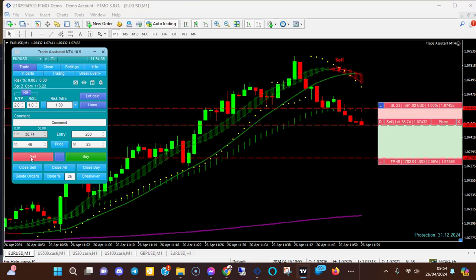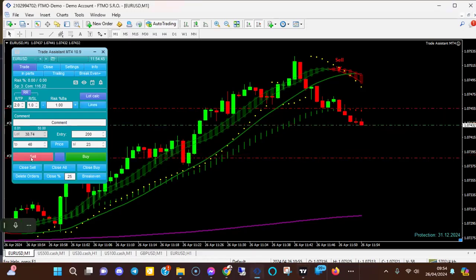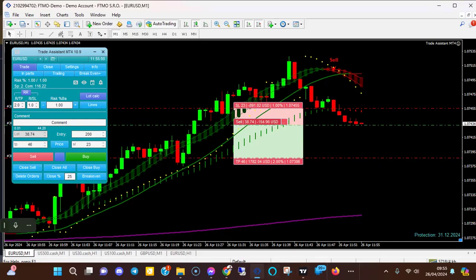Trend line's gone red now. Just a little bit more. Right, I'm in for a sell. So there we are. I'll mark that up on TradingView.